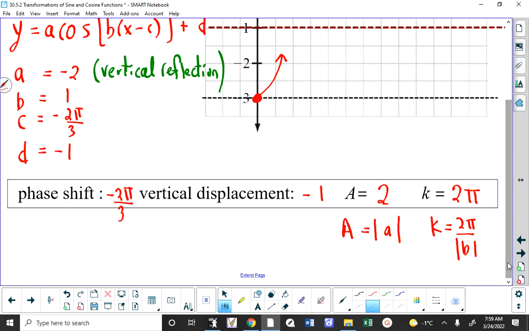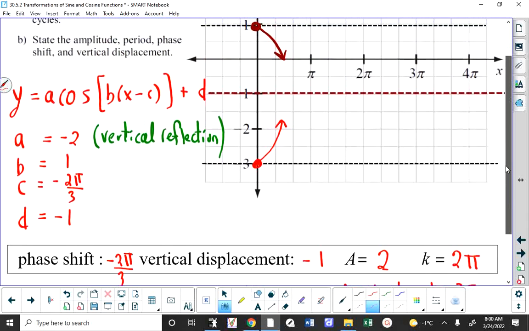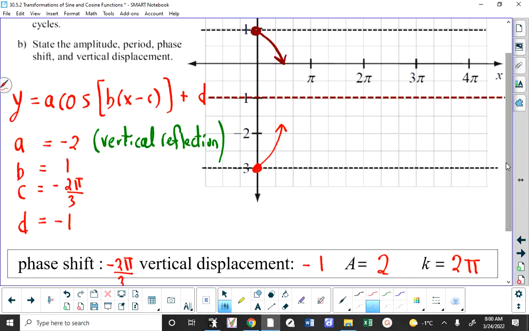The phase shift is negative 2 pi over 3. Now, all a phase shift is a horizontal shift. So that means that the start point is going to be at the bottom moving up, but it's going to be 2 pi over 3 to the left of that red curve.